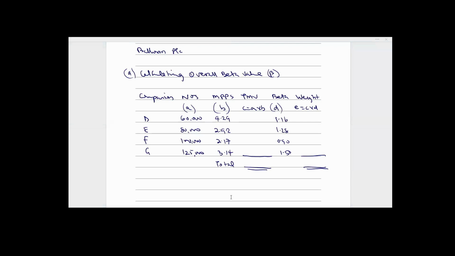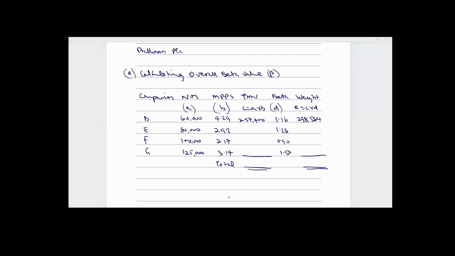I would then say 60,000 shares multiplied by 4.29 equals 257,400. For me to get the weights, I need to multiply this by 1.16, which equals 298,584. Move to the next one.